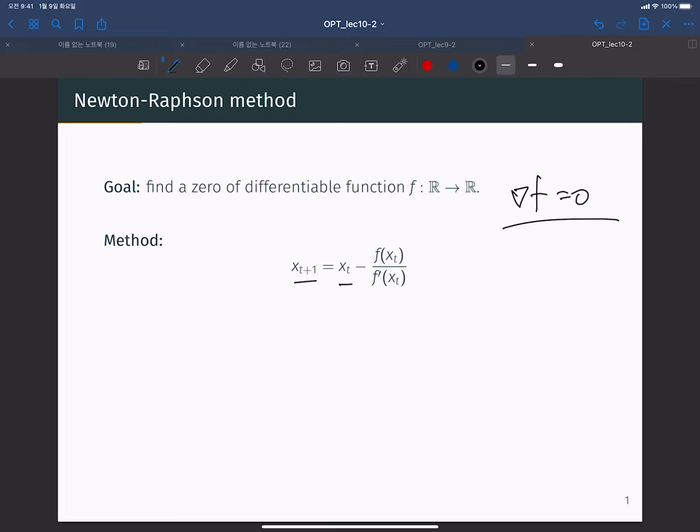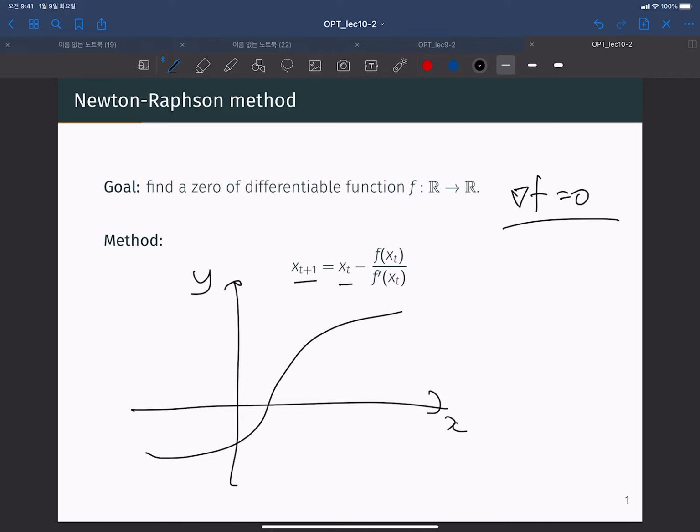So what was the idea? Let's say this is the x-axis and this is the y-axis. So x_{t+1} is equal to x_t minus f(x_t) over f prime(x_t) means you draw the first derivative line. So let's say this is x_t, draw the tangent line using the first derivative value and find where it hits zero, and this one is x_{t+1}. Okay, so this is the Newton-Raphson method.